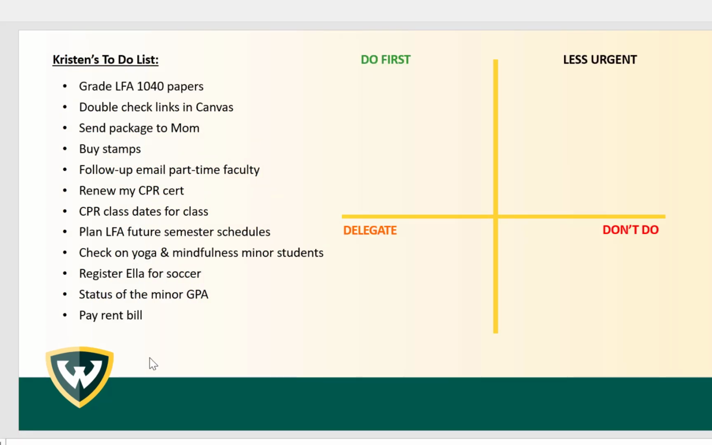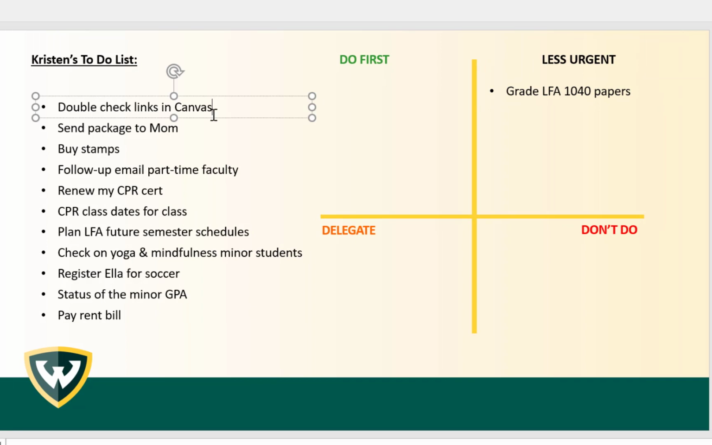So now this is the same list, and I'm going to drag and drop my to-do list into my priority matrix. And I'm using deadlines as my kind of decision maker. That's my priority, is deadlines. All right, so I have to grade papers. My papers are important to grade, but they're not due right away. So I'm going to put that into less urgent.